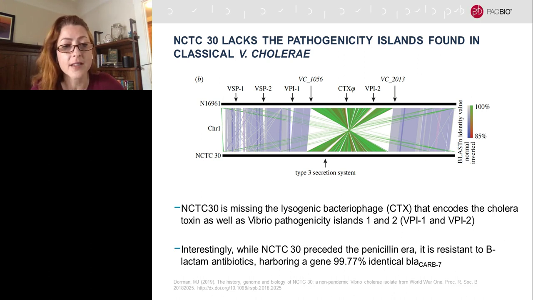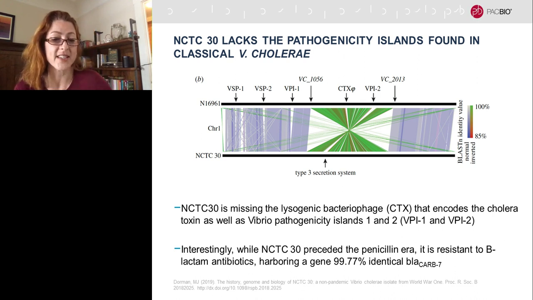And during the course of this inversion, in addition to the inversion event, some of these pathogenicity islands were simply lost. So here where it says CTX gene, you'll notice that at the top strain, there's just a white spot. And what that means is that there's no corresponding sequence in NCTC 30 that is mapping back to that bacteriophage region, the VPI-1 and VPI-2, two different pathogenicity islands. They are appearing in white with no green lines connecting NCTC 30 to the reference strain, because those sequences are not present in this very unique strain of cholera.